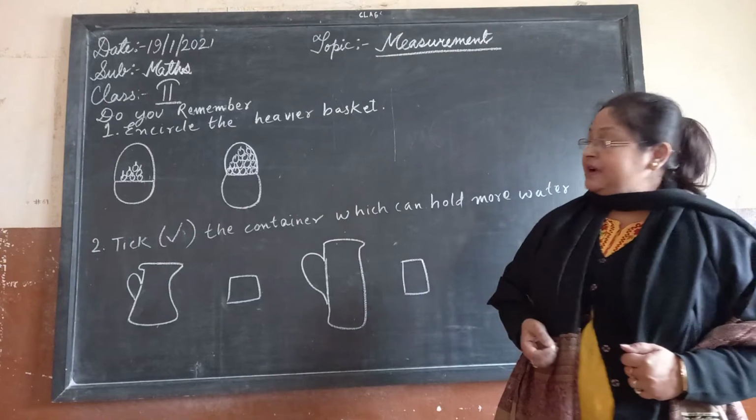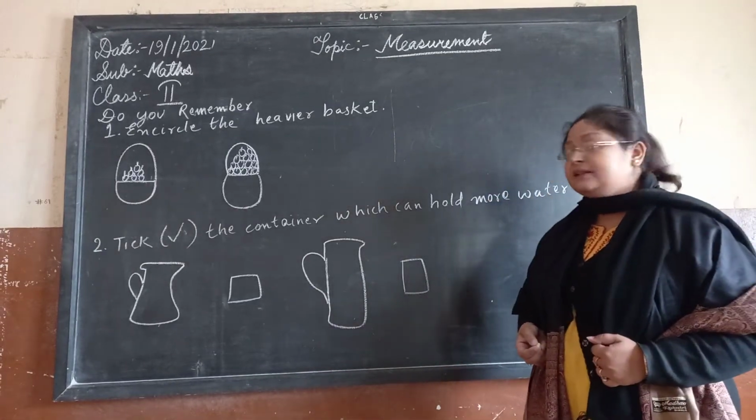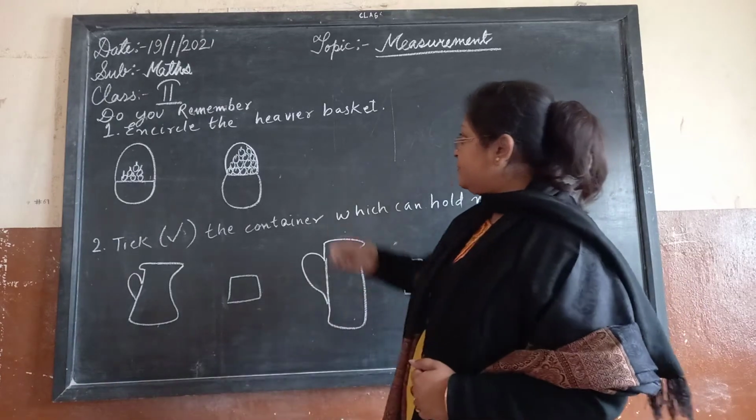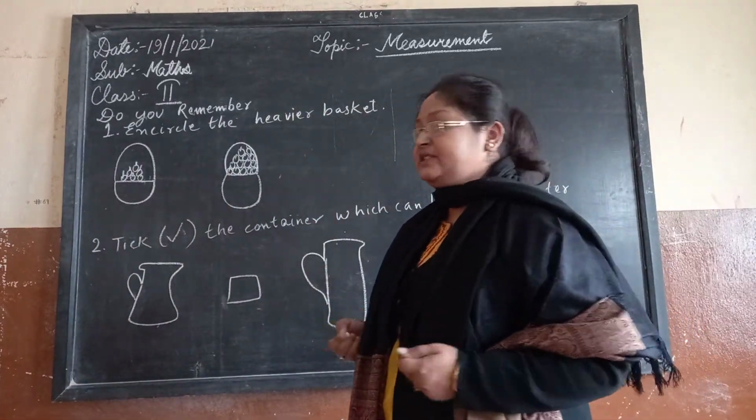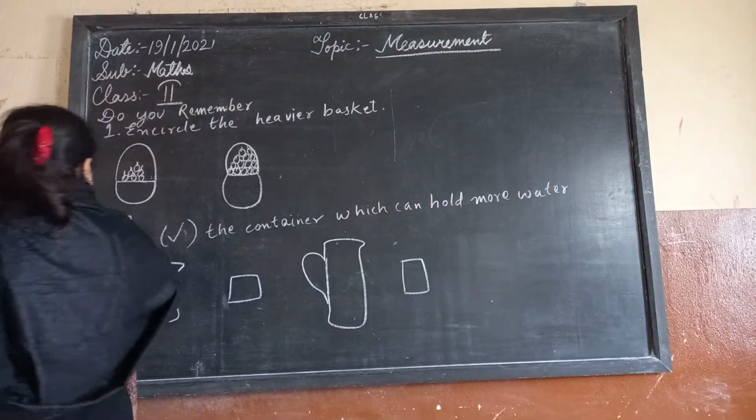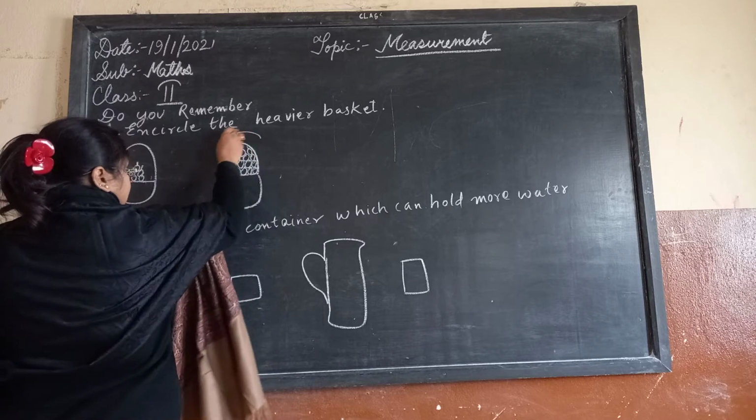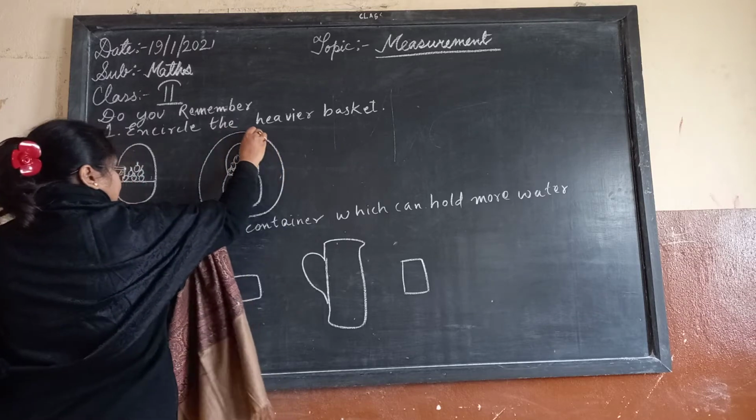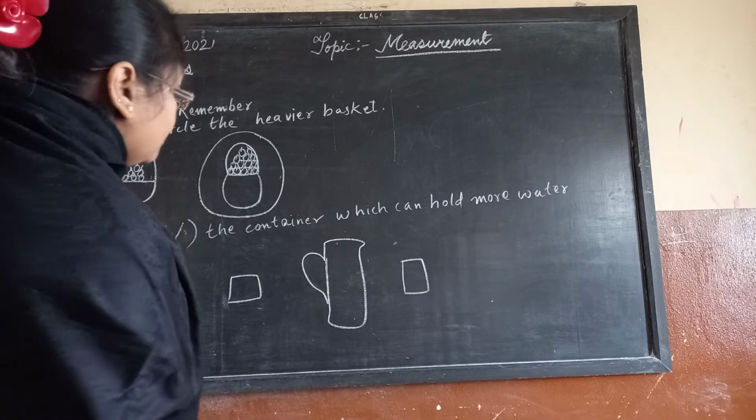So we will just revise a few things which we have already done in class 1 itself. Encircle the heavier basket. Which one is the heavier one? Heavier means more weighty. So this one or this one? Yes, this one will be the heaviest one. So encircle this particular one.